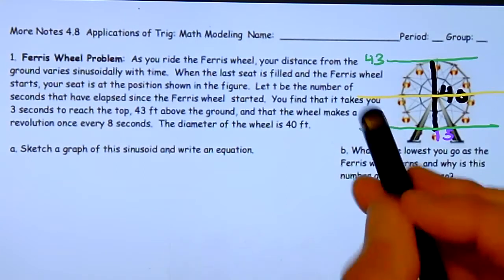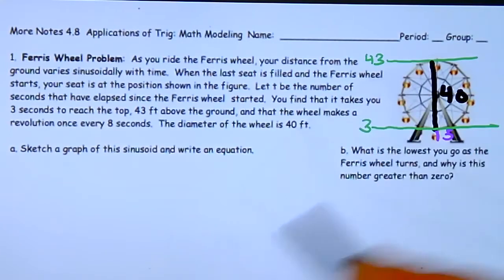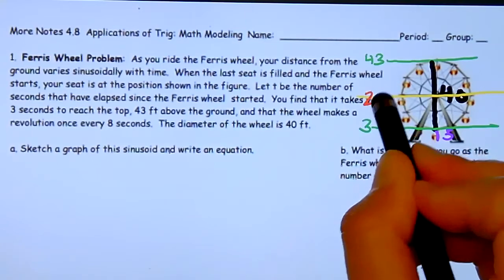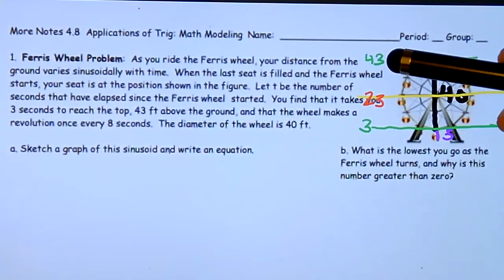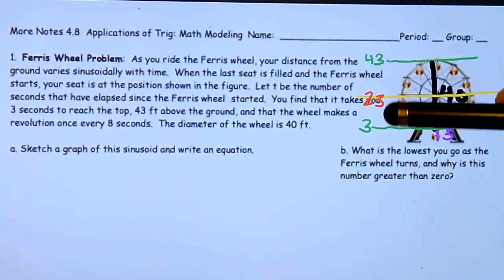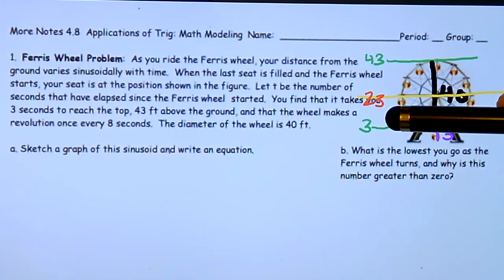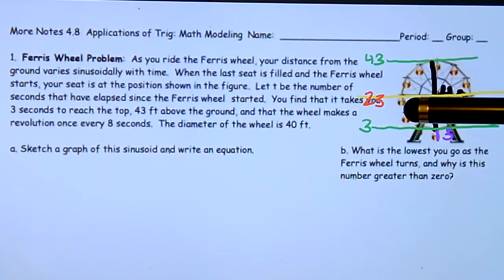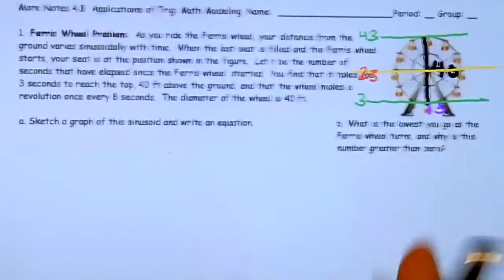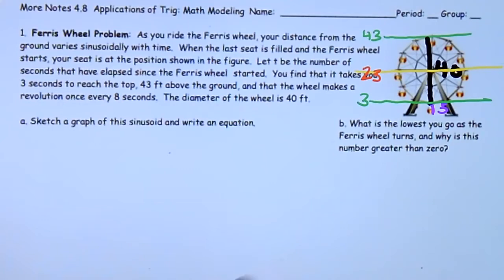Now, sometimes you may not know that diameter. So another way is to actually average these. If you take 43 and 3, add them together, which is 46, and divide by 2. So that's my high, my low, my middle. Okay, so let me just start by drawing that.